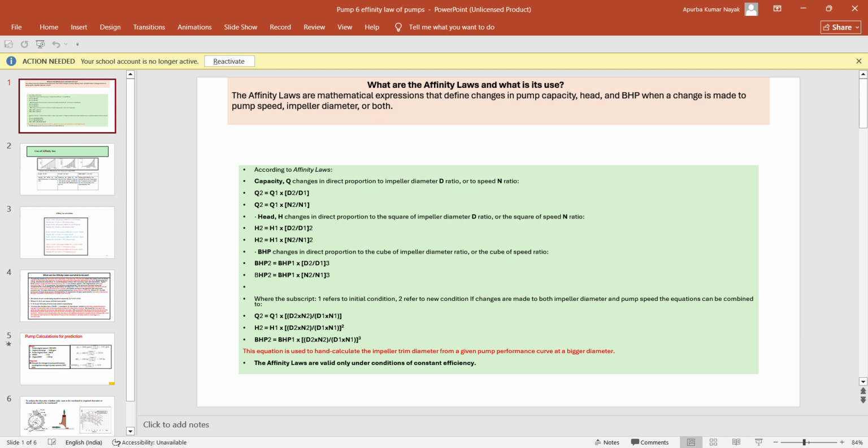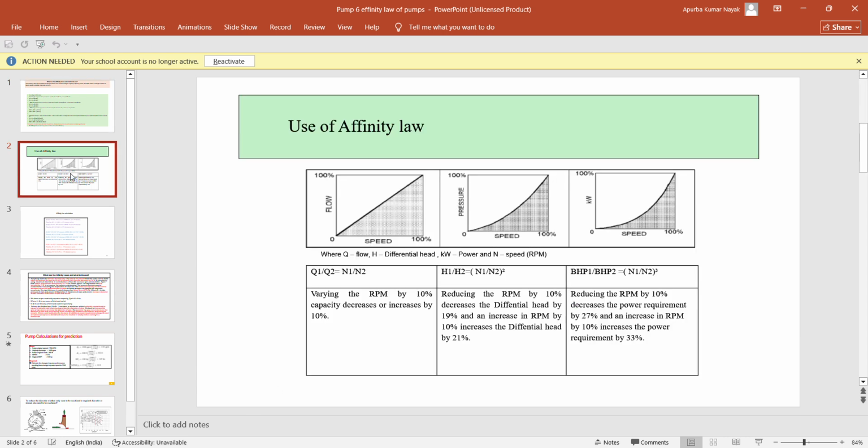Next, you see the picture how it looks. That is the flow, that is the speed. If you are changing the speed, your flow will increase directly proportional. A 10% increase in speed gives a 10% increase in flow, or a 10% increase in diameter gives a 10% increase in flow. But in pressure or head, it is to the power square. That means its shape will be like a parabola, and for power it will be like another further steeper curve, so it will look like this.